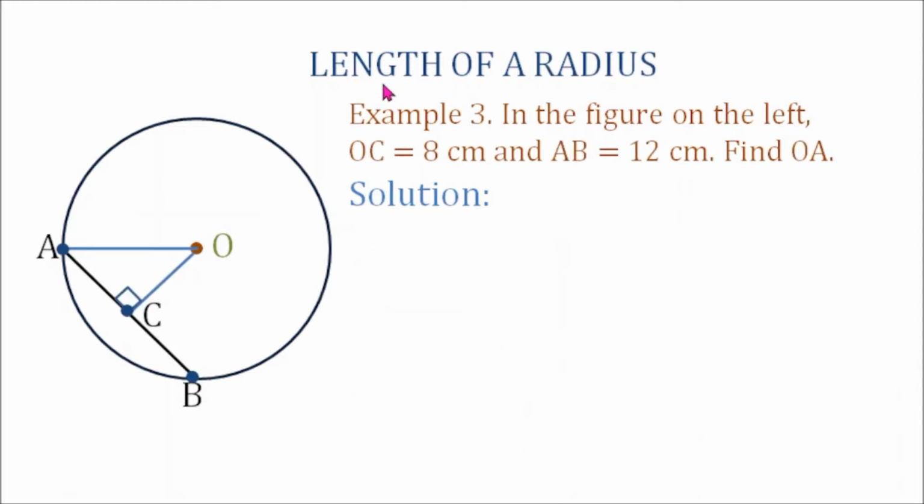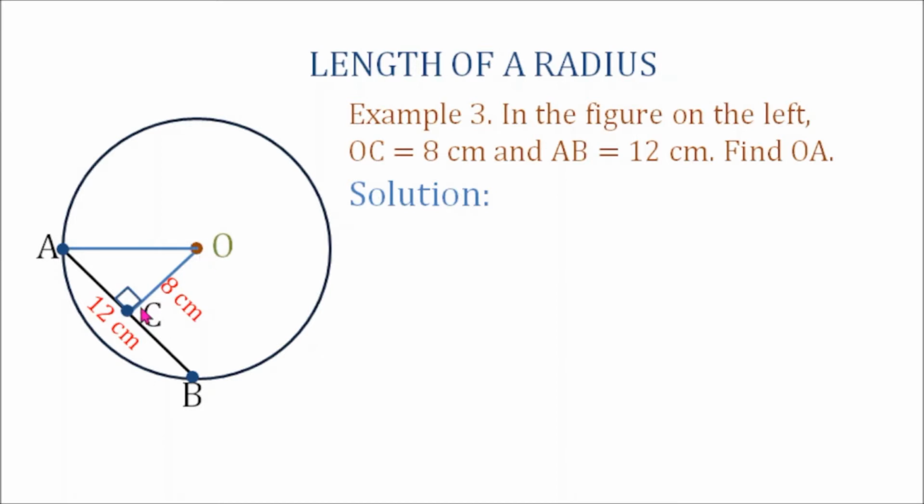Now let's do a problem about finding the length of a radius. Example number 3. In the figure on the left, OC equals 8 cm and AB equals 12 cm. Find OA. So this OC equals 8 cm and AB equals 12 cm.